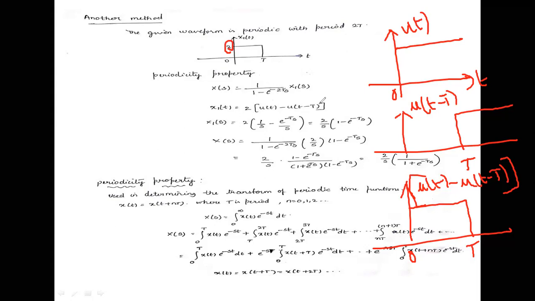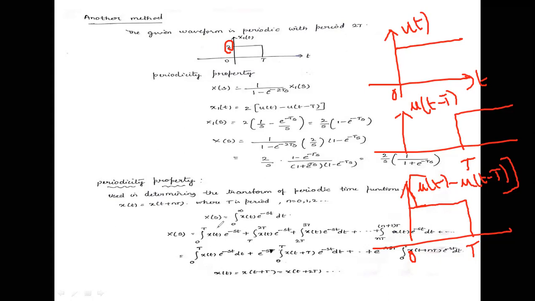What is the Laplace transformation of u(t) minus u(t minus T)? It is 1 by s, and the shifted one is shifted by T samples, e power minus sT. Simplify this one, we'll get 2 by s into 1 by 1 plus e power minus sT. The periodicity property we are applying here.